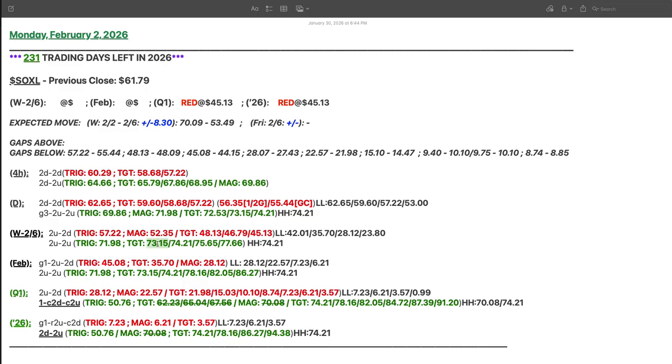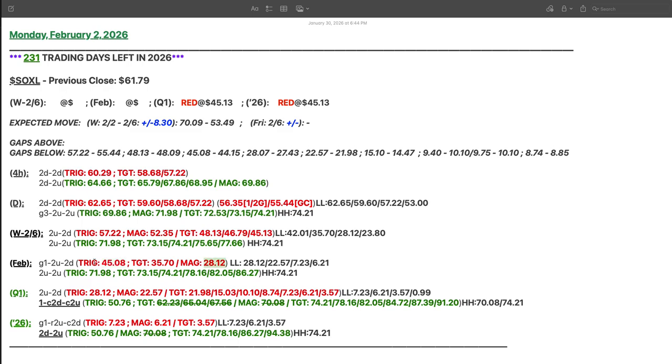We got 73.15 as the first target, 74.21 the all-time high as the next target, and then we've got some extended targets from there. For the month of February, remember, we've got to keep in mind that there is a possibility for a 1, 2 up, 2 down reversal. Got to get all the way down to 45.08, right? So there's definitely work to do, but it's not impossible to get there. And if we do get there, we trigger that, and the magnitude takes you all the way down to 28.12.